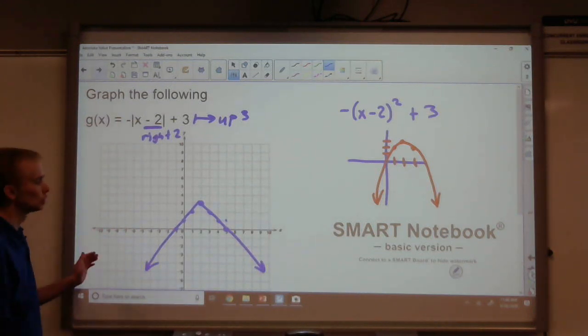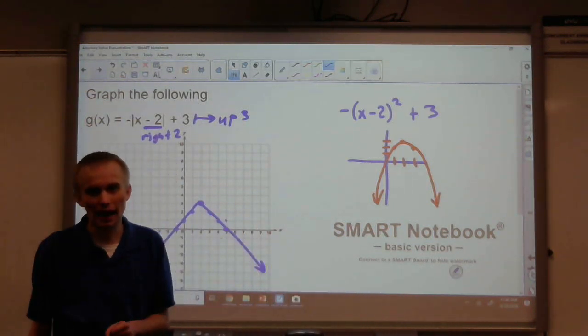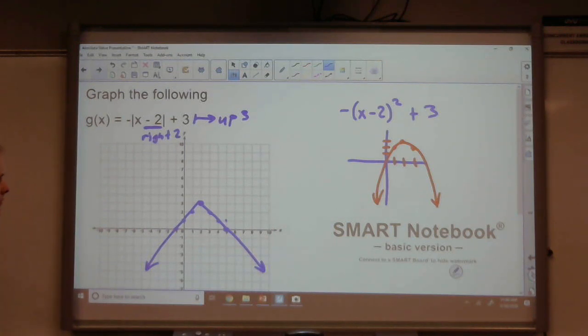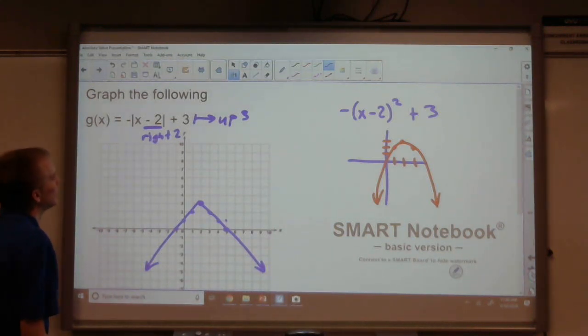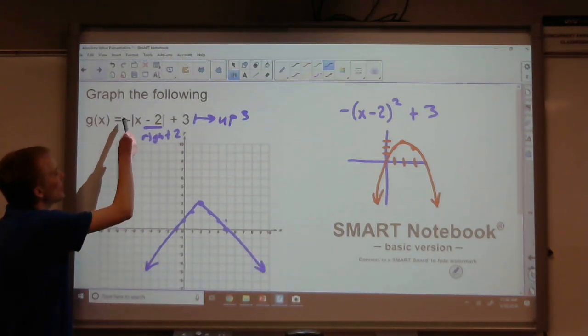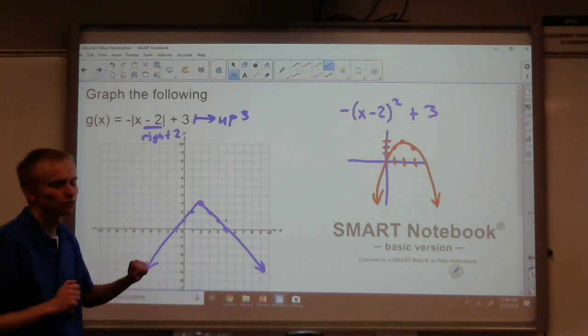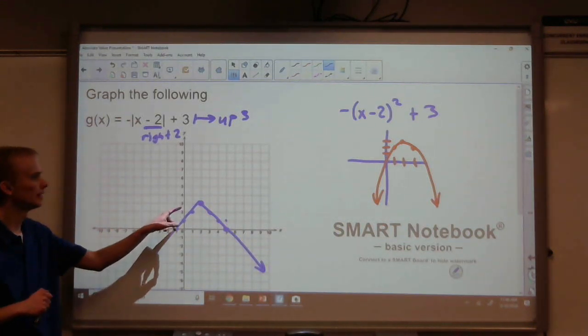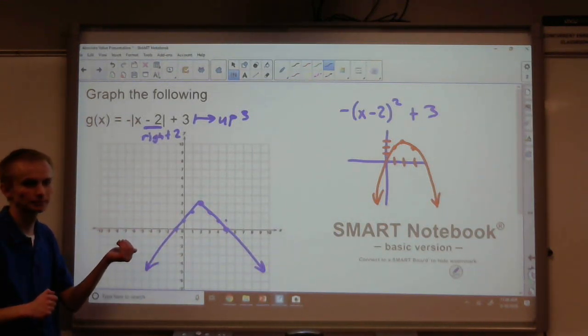Okay? So it's very similar to graphing quadratics. The same sorts of things happen. If you have a negative out front, that's just going to flip it upside down instead of being right side up. Okay?